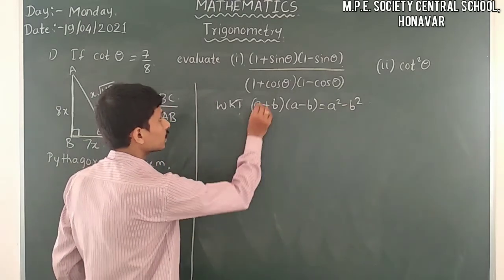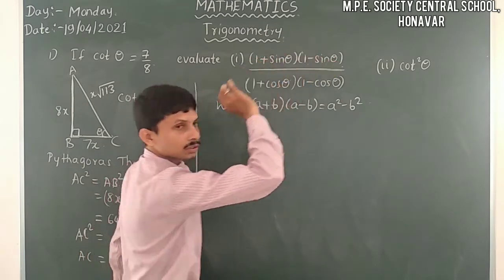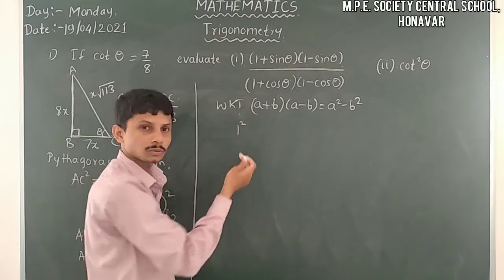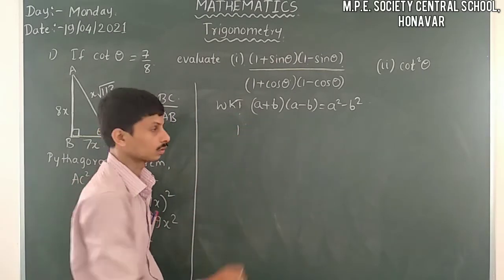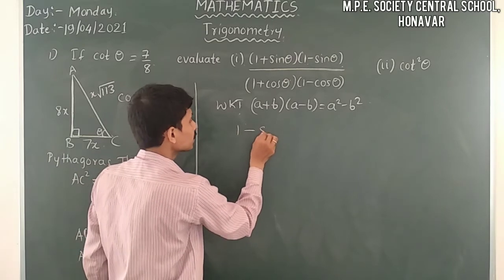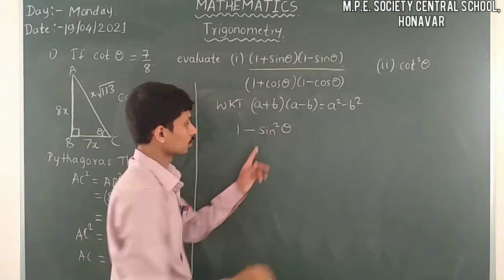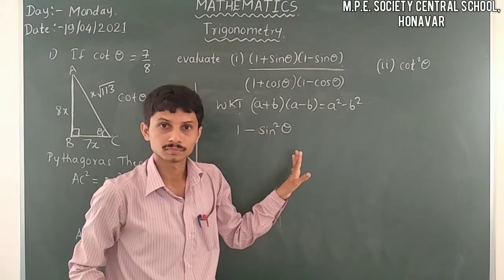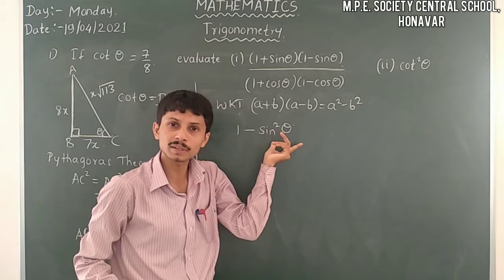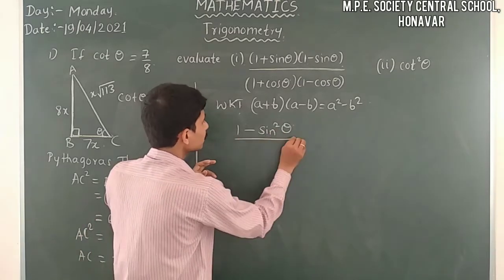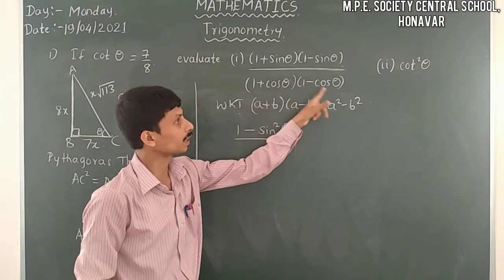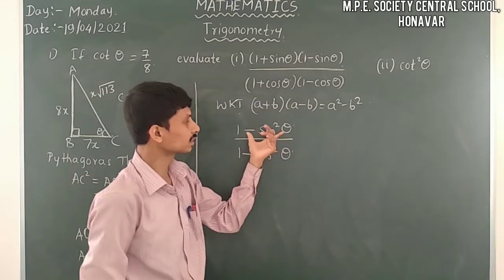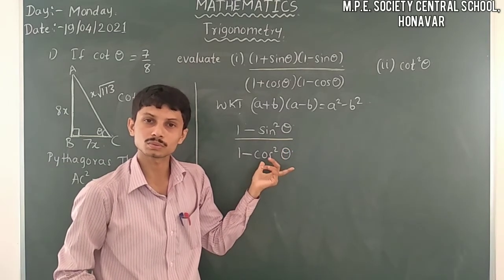Here a plus b into a minus b, so we can write it as a square minus b square. That is 1 square, so 1 square remains as 1 only. Minus sin theta square means sin square theta. The sin theta whole square and sin square theta are both the same, there is no change. In trigonometry we write like this. Similarly, we have a plus b into a minus b, that is 1 minus cos square theta. Just observe, it becomes very easy to solve.